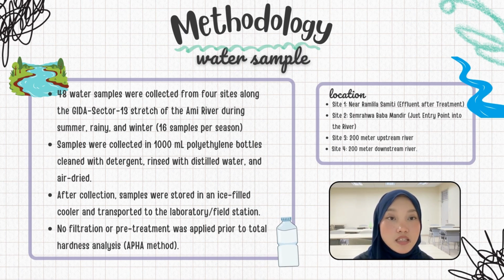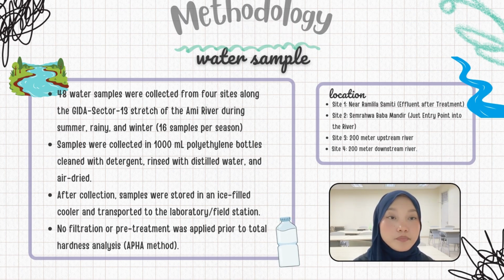After the collection, the samples were immediately stored in an ice-filled cooler and transported to the laboratory or field station for analysis. It is important to note that no filtration or pre-treatment was applied before the total hardness analysis, which was carried out using the APHA standard method. The sampling locations include Site 1 near Ramila Samiti, Site 2 at Sam Rahwa Baba Mandir, Site 3 which is 200 meters upstream, and Site 4 which is 200 meters downstream of the river.